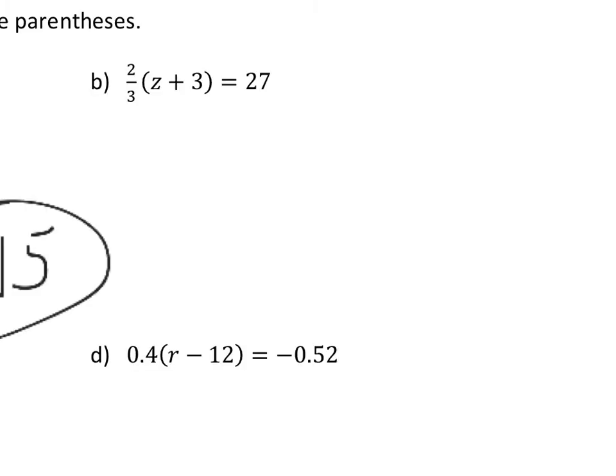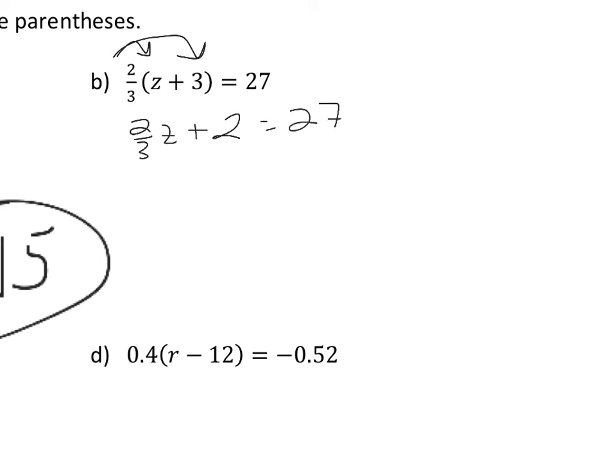Letter B, 2/3 times the quantity z plus 3 equals 27. So again, I'm going to distribute the 2/3. I get 2/3 z plus the fraction 2/3 times the whole number 3. The 3's cancel, you're left with 2, equals 27.